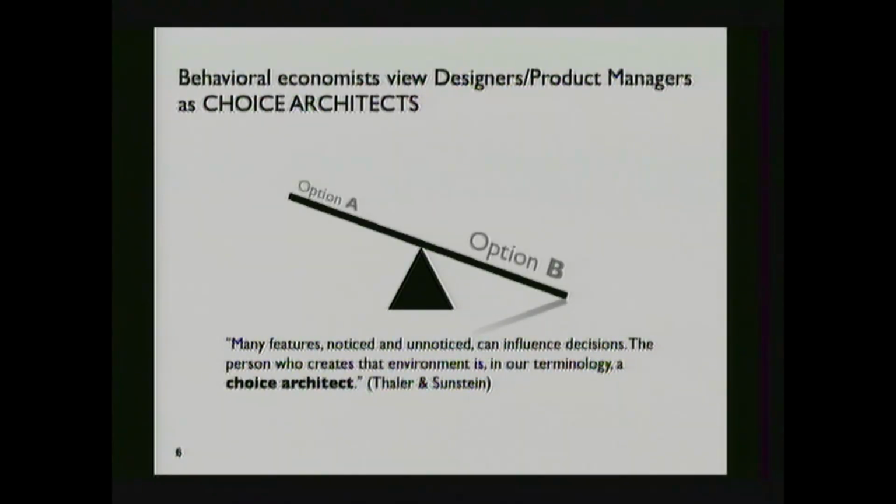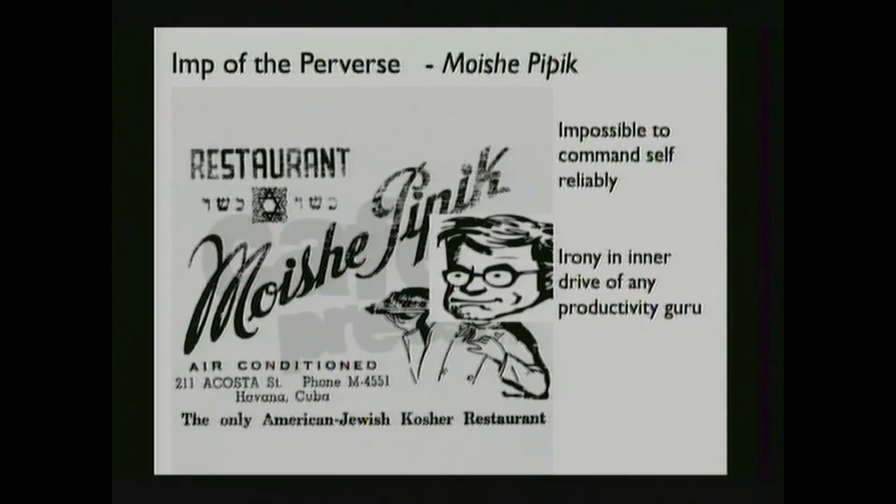And now let me jump in and talk a little bit more technically about the imp of the perverse. From my perspective, what I want to talk about is all the ways that we're using technology to try and make ourselves do something. And the imp of the perverse was a story by Edgar Allan Poe, where he talked about how no matter what you say you're going to do, that's precisely the one thing you will not be able to make yourself do.